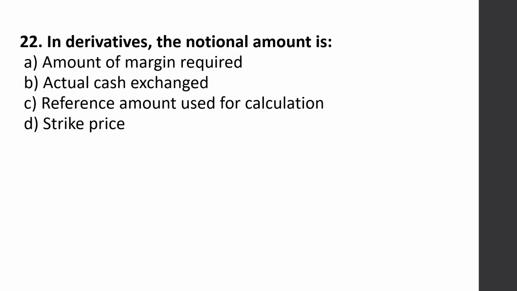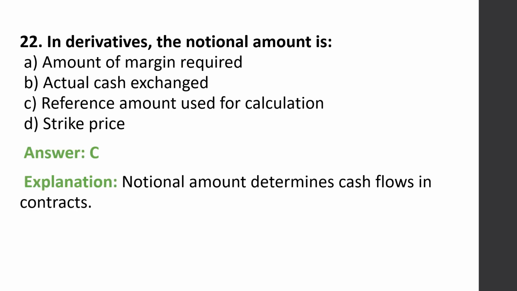Next question. In derivatives, the notional amount is option A, amount of margin required. Option B, actual cash exchanged. Option C, reference amount used for calculation. And option D, strike price. Correct answer is option C, reference amount used for calculation. Notional amount determines cash flows in the contracts.